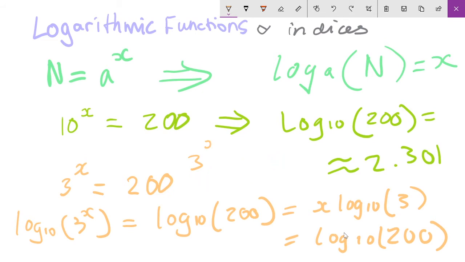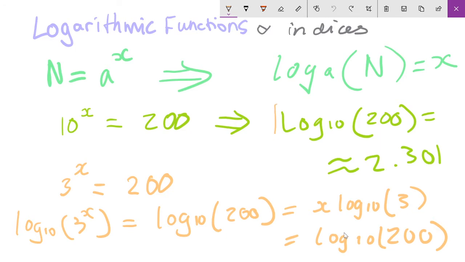But for some equations like 10 to the x equals 200, you don't really have a rational answer. So 10 to the power of x that results in 200 can't really be calculated with normal algebra. You're going to have to use your calculator, plug in the logarithm of base 10 of 200, and it will show you that it is approximately 2.301.